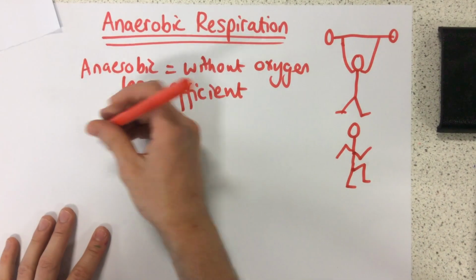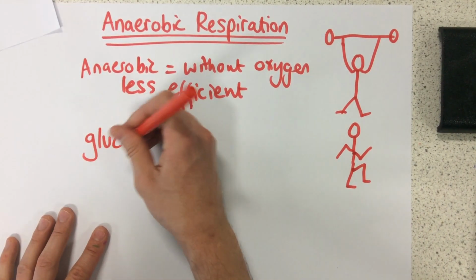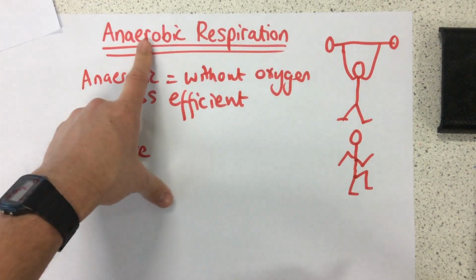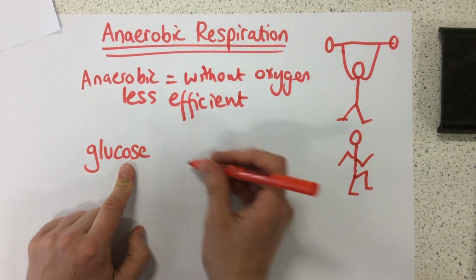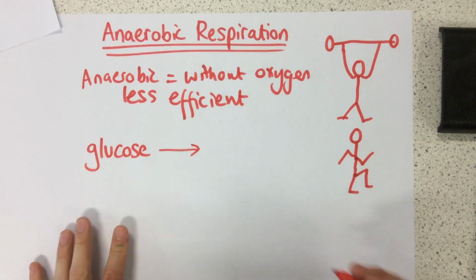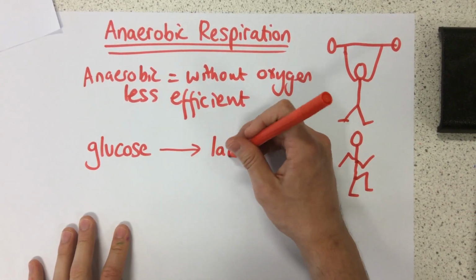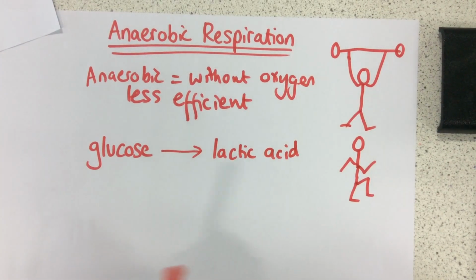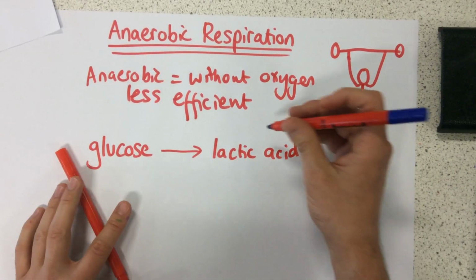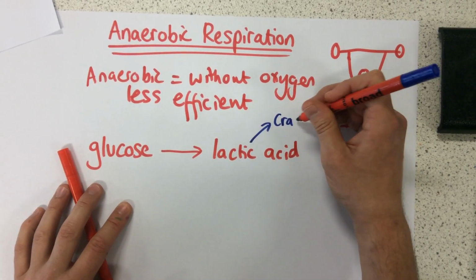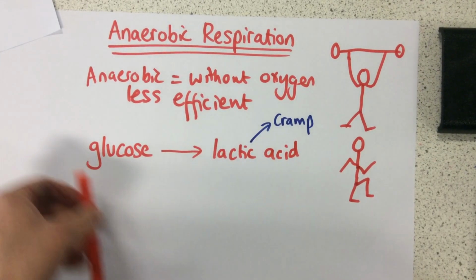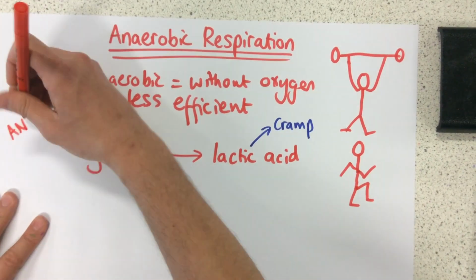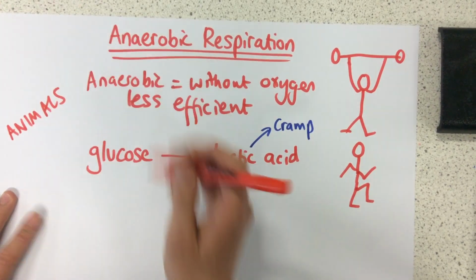Now again, remember, respiration always involves glucose. So even though anaerobic doesn't involve oxygen, it does involve glucose. However, we've got completely different products. This time we only have one product, and that is lactic acid. Now lactic acid can build up in muscles and it can cause cramp, which is painful and can actually damage the muscles. So this is anaerobic respiration in animals.